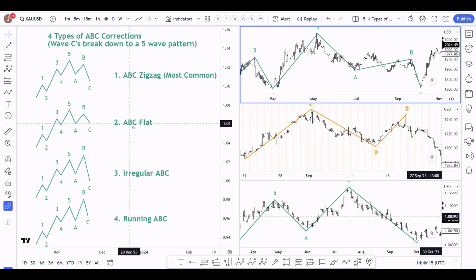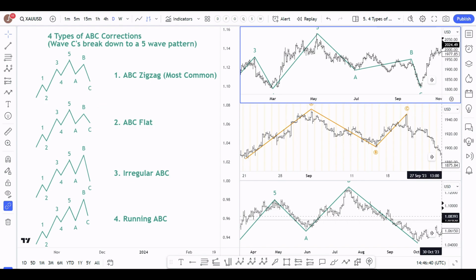The second is the ABC flat. This is similar to the ABC zigzag. The only difference is that the wave C in the zigzag exceeds the wave A. In the flat, it does not exceed the wave A. So the buying pressure is strong and the wave C is struggling, and it just tests the wave A. In other words, it gets close to this point over here. So this is an ABC flat.